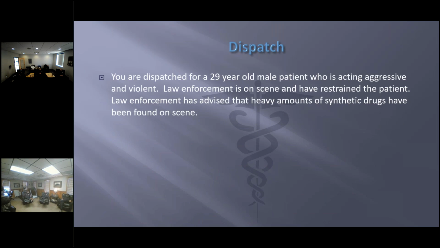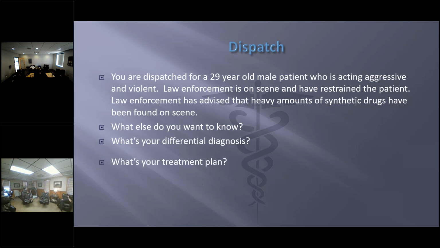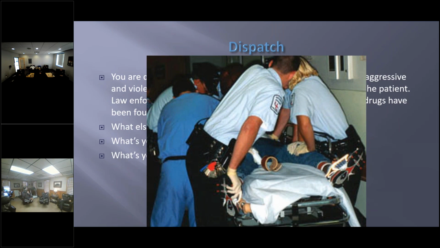So you're dispatched: 29-year-old male patient acting aggressive and violent. Law enforcement is on scene. They have restrained the patient. Law enforcement has advised that heavy amounts of synthetic drugs have been found on the scene. So what else do we want to know? We want to try and identify specifically what synthetic drug it was, and then we're going to dive into our patient assessment and our history taking.